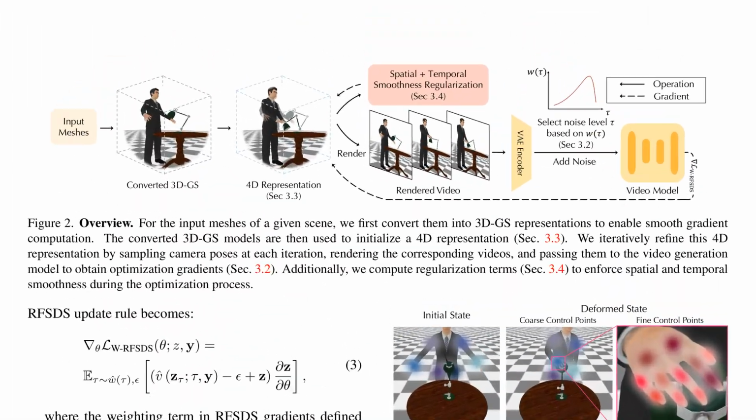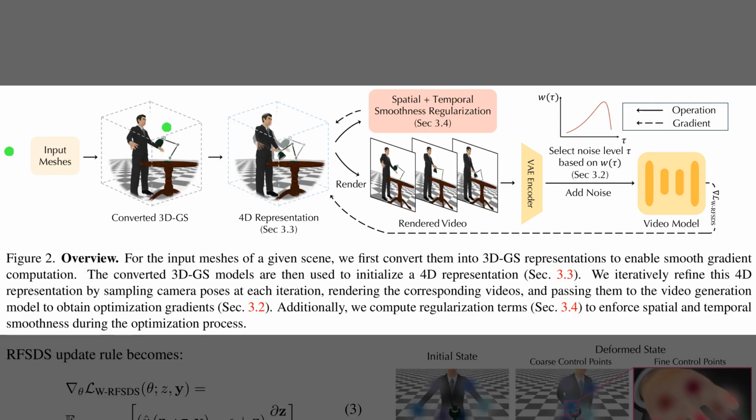Alright, Figure 2 brings these pieces together into the complete workflow. On the left, the process begins by taking static input meshes and converting them into 3D Gaussian splatting representations, which allows the system to compute smooth gradients. Moving to the center, this initializes the 4D representation, where the model iteratively renders video clips of the scene in motion. To guide this learning, the right side shows how these clips pass through a pre-trained video generation model, which acts as a teacher by sending feedback gradients back to refine the trajectory. Simultaneously, the pink box at the top applies spatial and temporal smoothness regularization, ensuring the resulting animation remains physically coherent.